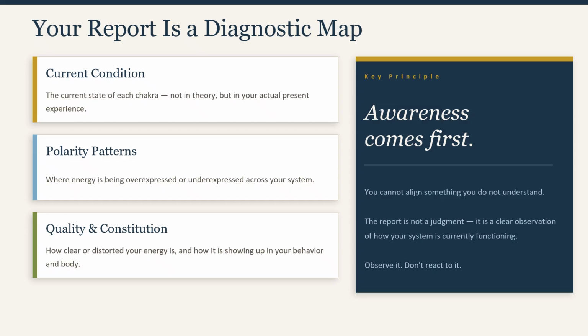This is where most people get it wrong. They try to jump straight to fixing things, but in this program, awareness comes first, because you cannot align something you do not understand. So as you review a report, the goal is not to react to it, the goal is to observe it, to begin recognizing where your energy is stable, where it is inconsistent, and where it may be working against you. This awareness is what allows the next steps in the program to actually work, because once you can see your energy clearly, you can begin to work with it instead of being unconsciously driven by it.